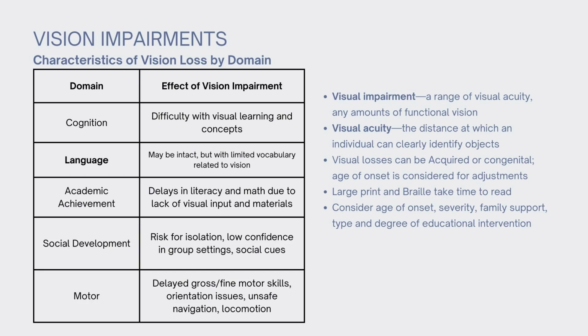The term visual impairment includes a range of visual acuity, any amounts of functional vision. As for visual acuity, measures the distance at which an individual can clearly identify objects, and then the losses can be acquired or congenital. Age of onset is considered for adjustments, and then large print and braille may take time to read, and then always consider the age of onset, severity, family support, type and degree of education intervention when writing your treatment plan and doing your sessions.